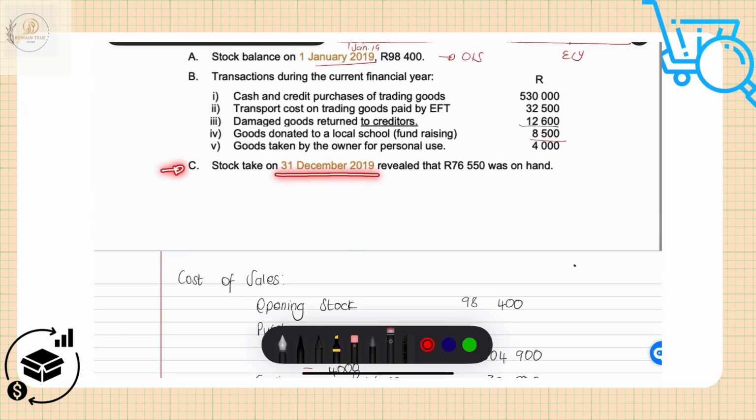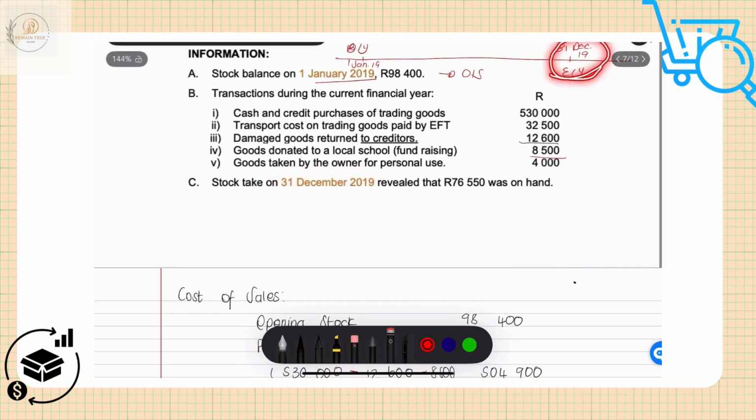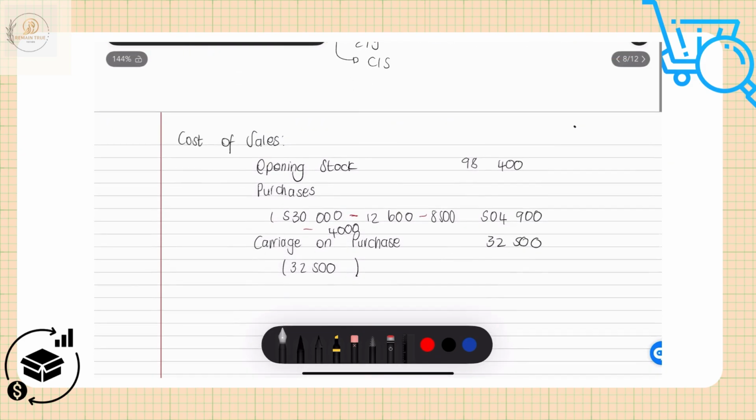Now for closing stock, let's read our last point together. Stock taken on the 31st of December. We already wrote a note to ourselves. We're not thinking in our head, we're thinking on the paper. So we know 31st of December is the closing year end. If it's year end and stock taken, we're thinking closing stock, but we're not sure yet. Let's continue reading. It revealed that 76,550 was on hand. If it is on hand, it is stock that was not sold during the period and remains in our possession. So it meets the definition of closing stock. Let's include that amount as closing stock.